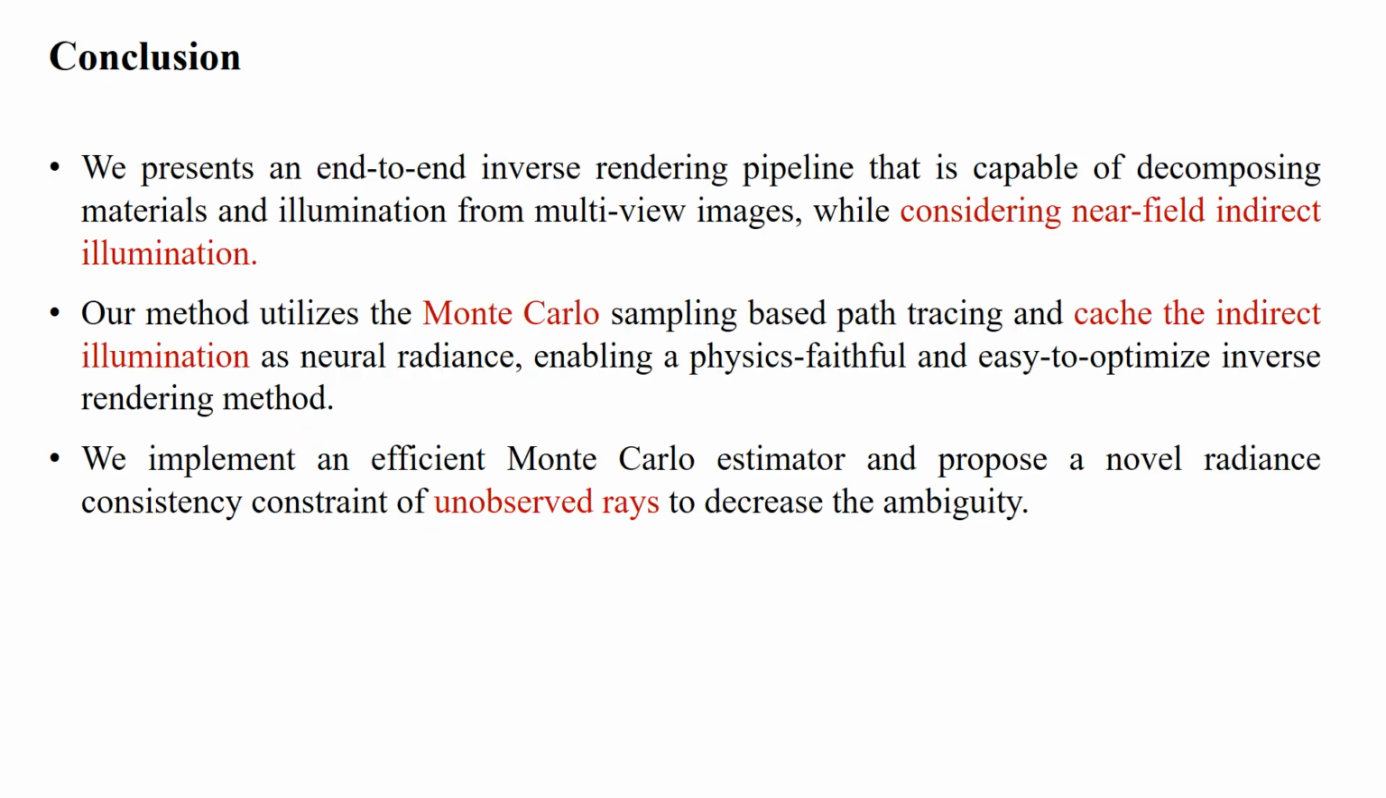In conclusion, we present an end-to-end inverse rendering pipeline that is capable of decomposing materials and illumination from multi-view images, while considering near-field indirect illumination. Our method utilizes the Monte Carlo sampling-based path tracing and caches the indirect illumination as neural radiance, enabling a physics-faithful and easy-to-optimize inverse rendering method. We implement an efficient Monte Carlo estimator and propose a novel radiance consistency constraint of unobserved rays to decrease the ambiguity.